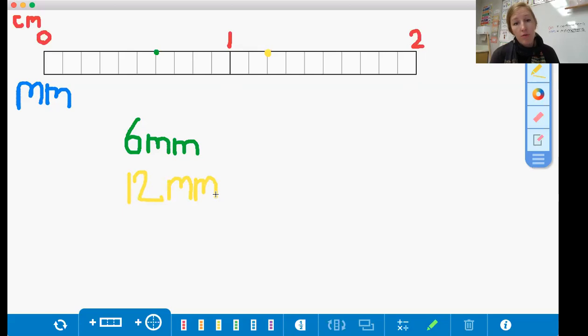But I could write this a different way. If I wanted to write it in centimeters, I could also say it's 1, right? It's 1 centimeter plus 2 millimeters. So 1.2 centimeters.